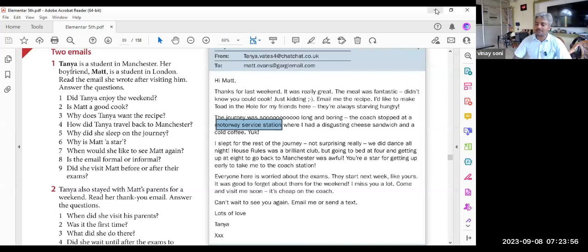Why did she say it's cheap? Because students always have money problems. They do not earn a lot of money. So she's saying it's cheap on the coach. Don't take the flight, 320 kilometers. It's cheap on the coach. And they're young. They can travel 200, 300 kilometers on the bus. People like me cannot. We will get tired traveling by bus for such long distances. Can't wait to see you again.